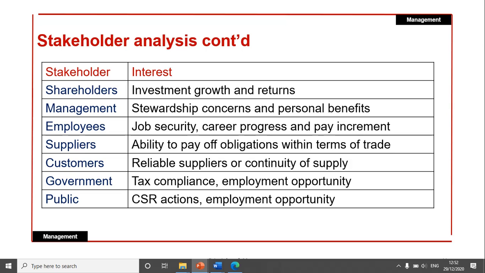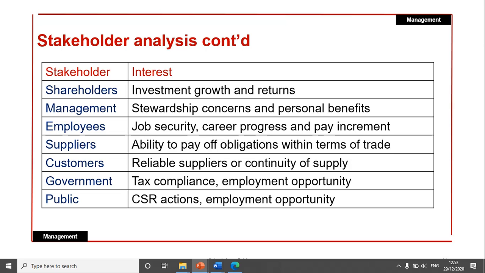Then you have got employees. This is a group of stakeholders which reports to management. Employees' interests border around the issues concerning job security, concerning career progress, and concerning pay increment. If an employee's interest is not met, they can react. Of course, they can go for greener pastures, or they can engage themselves in what is known as industrial action. They can go on a demonstration.